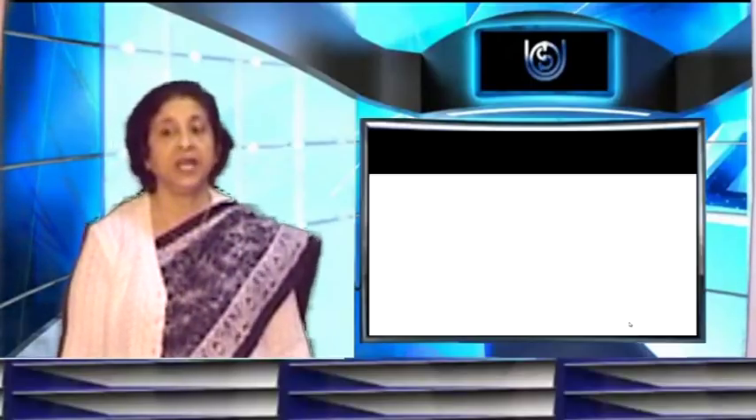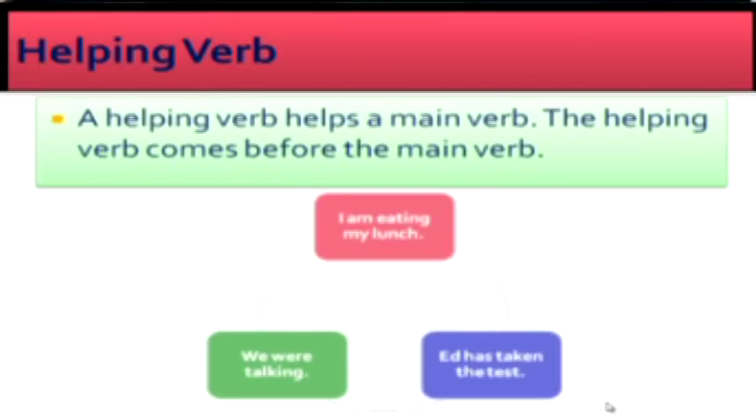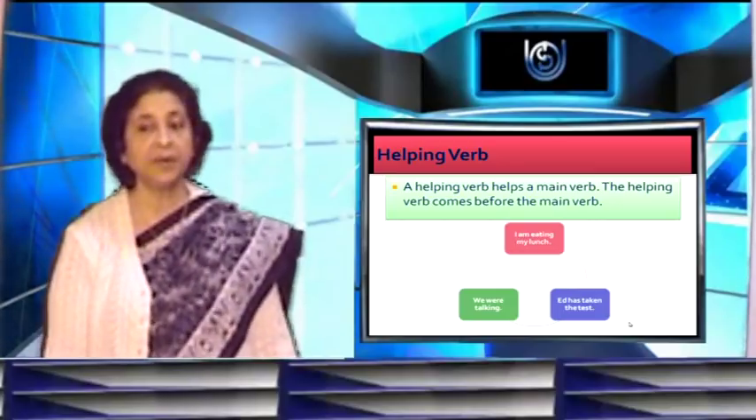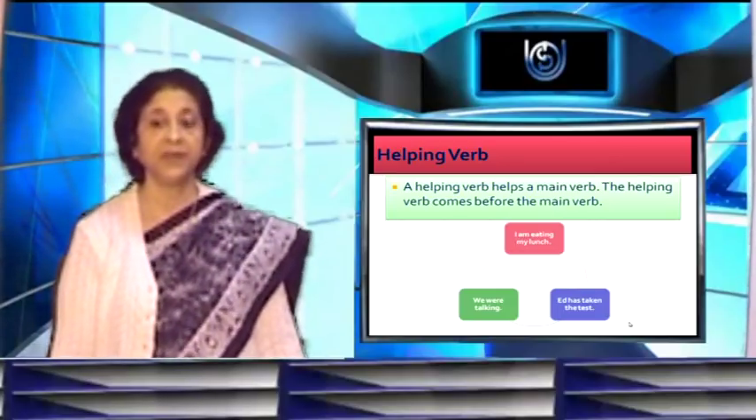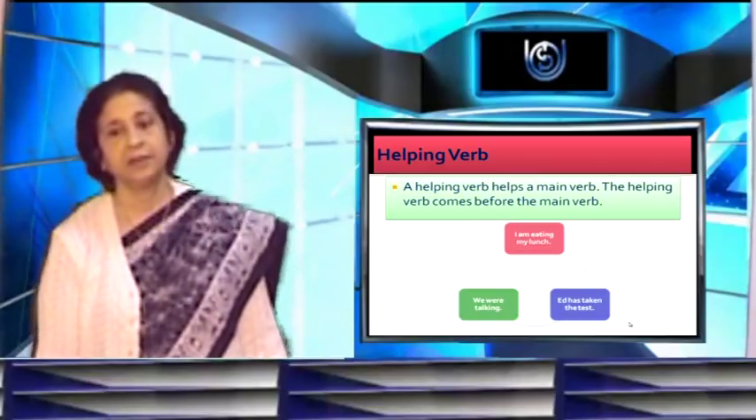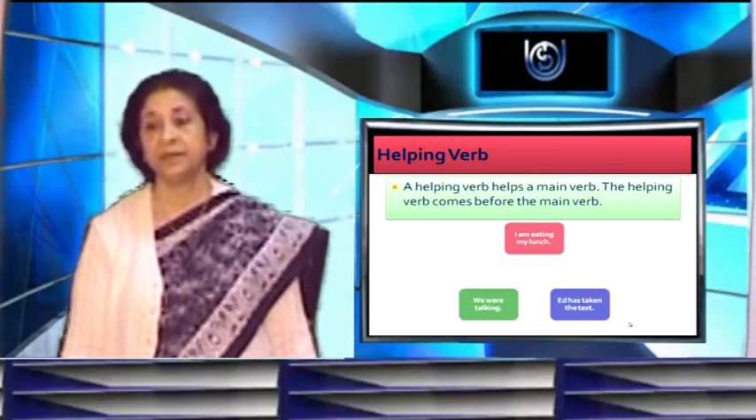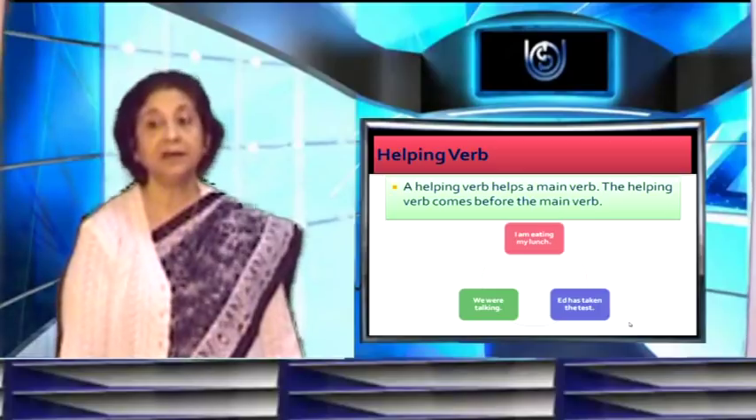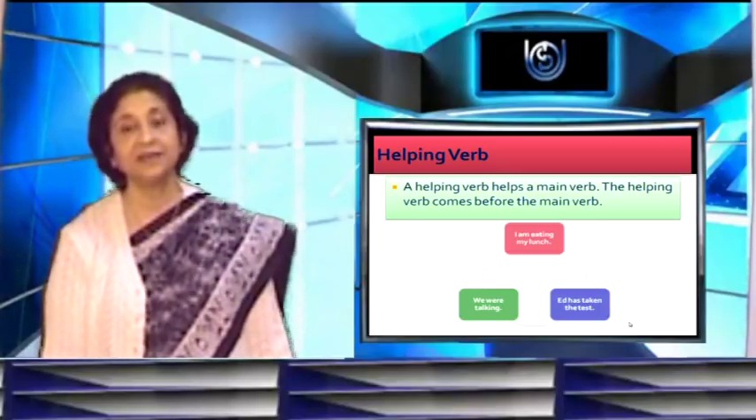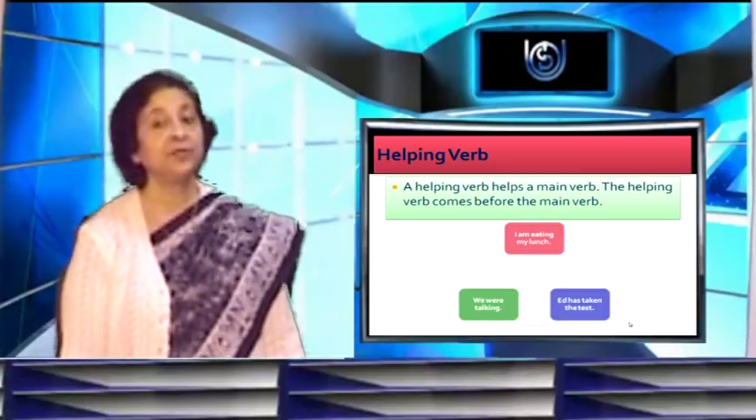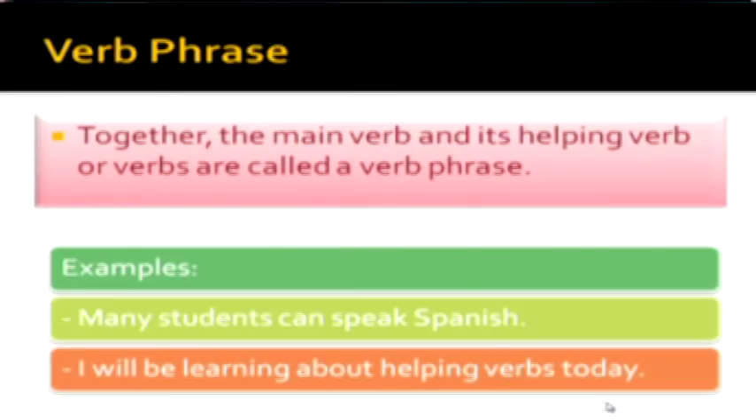Now helping verbs. Helping verbs help a main verb. Main verb is there, action is there, but the helping verb is there to help the main verb. Now how? I am eating my lunch. Eating is the main verb, action, and am is the helping verb. We were talking. Talking is the main verb, action, and were is the helping verb. He has taken the test. Taken is the main verb, the action, and has is the helping verb. So these are the helping verbs which help the main verb.